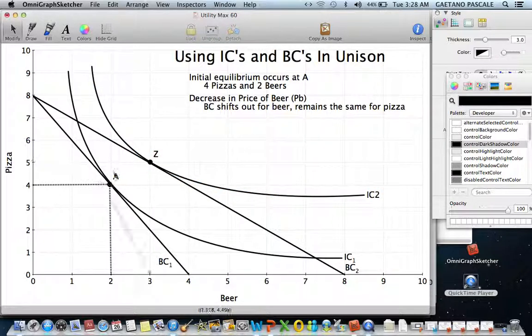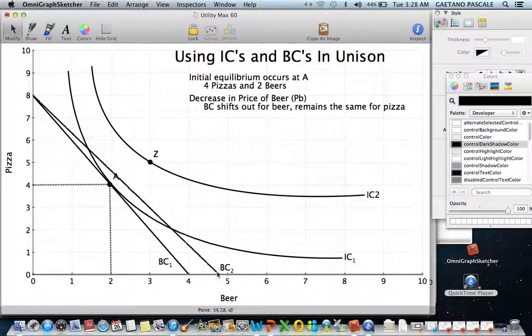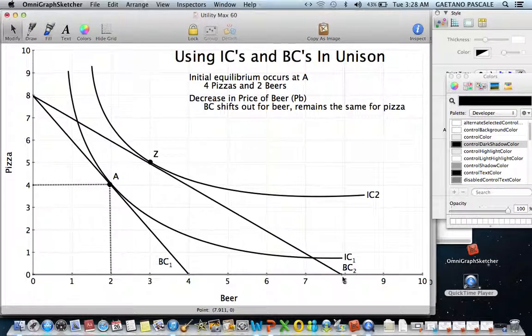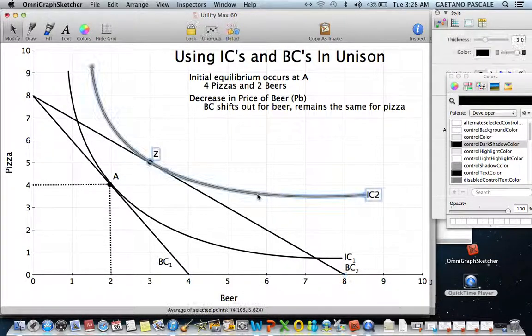So here we have a scenario again. We have a decrease in the price of beer, which shifts out the budget constraint. So the decrease in the price of beer causes our budget constraint to shift outward. And now we are just tangent to an indifference curve that's the furthest out. So that is maximizing utility based upon the new budget constraint.